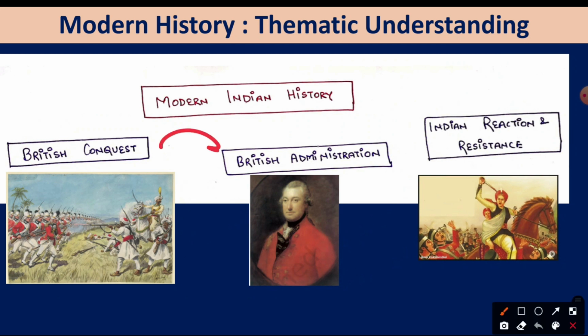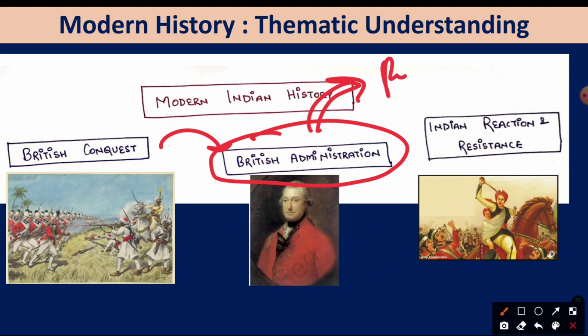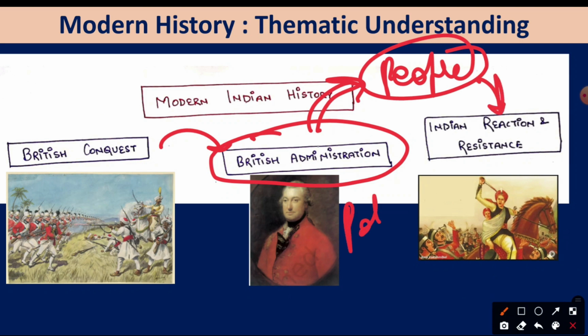Then comes the next question of administration. When you establish yourself, when you put yourself into another nation, you have to provide an administration. So what kind of administration did they provide? What were the British policies in India? More specifically, what was the impact of those policies on the people of India? And lastly, what sort of reactions came from India?